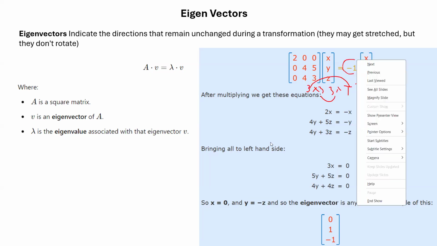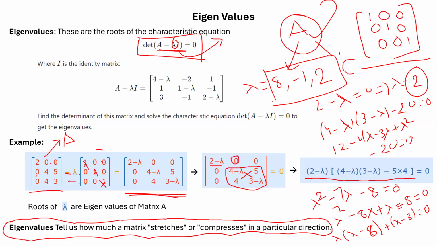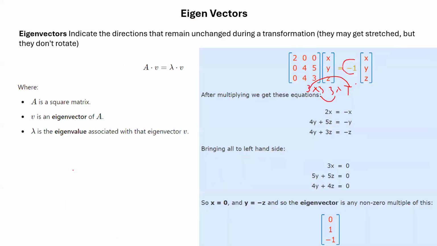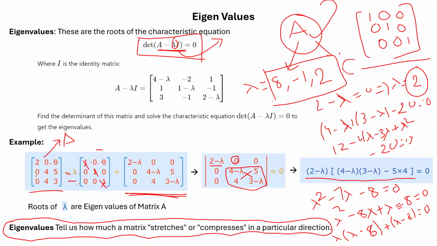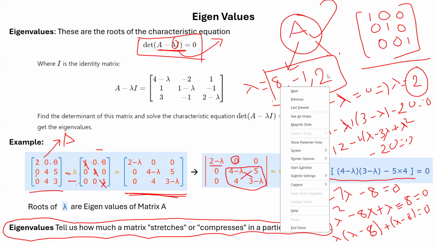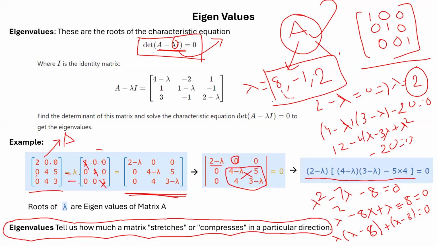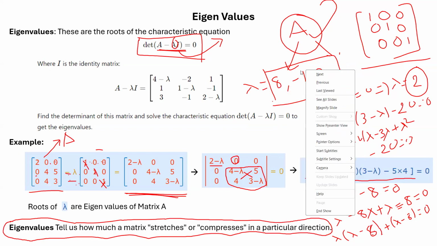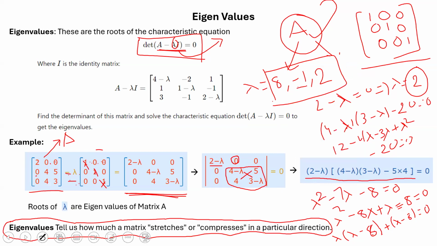Where did we calculate the eigenvalues? In the previous slide we calculated them for the matrix with rows (2, 0, 0), (0, 4, 5) and (0, 4, 3). What are the eigenvalues? They are 8, minus 1 and 2. We apply the eigenvalues one after the other: first minus 1, then 2, and then 3, so that you get 3 eigenvectors for that particular matrix.